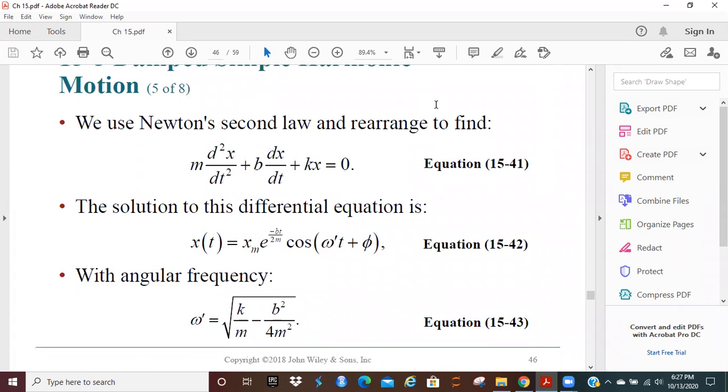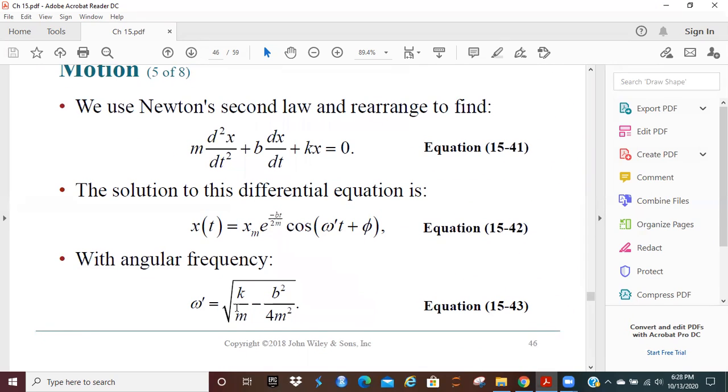Using Newton's second law, and we can rearrange this, we can find that the solution to this differential equation is going to be x of t is equal to x of m times this constant times the cosine of omega prime t plus phi. This is also going to have this particular angular frequency. I'm not going to go through the derivations on all of this, but this is the information that you do need to know.